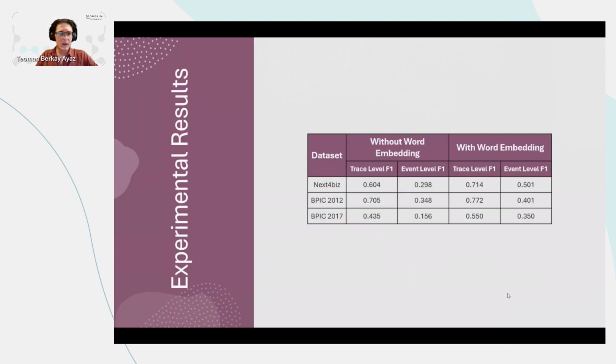So the experimental results in this study actually show that the incorporation of word feature vectors, word embedding vectors, does provide noticeable results. In the tenant dataset on trace level, we see an increase in anomaly detection performance of 0.11, and then at the 2012 dataset, we see a 0.07 increase. The biggest increase in detection performance can be seen at the event level of the 2017 dataset with a performance increase of 0.20, which is the most significant increase we achieved in this study.